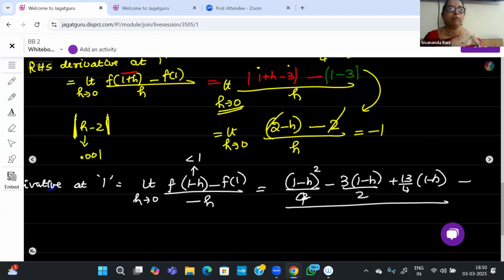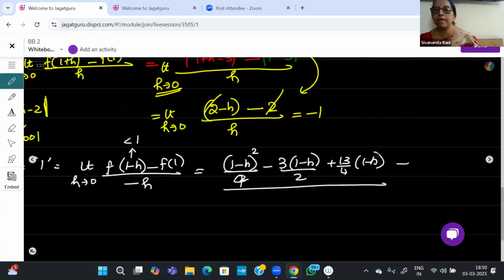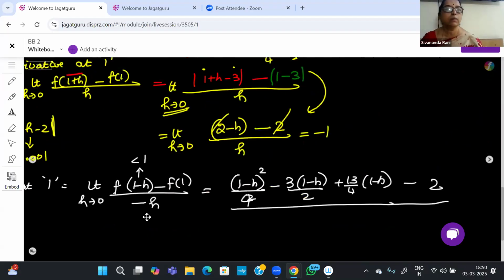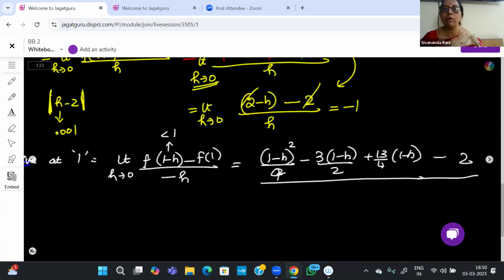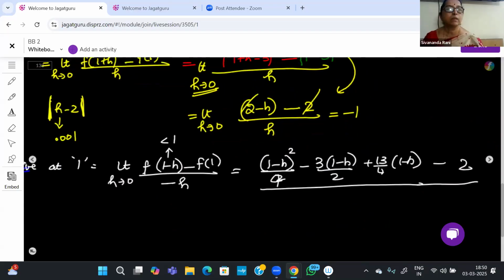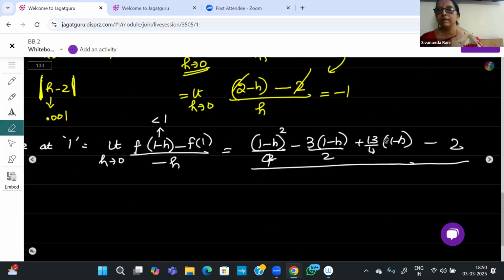Oh, I forgot that. f of 1. Where is it? f of 1, I think we evaluated already. Mod of 1 minus 3. What is it? Mod of minus 2. Just 2. Okay. Shall I substitute that here? Which one? Oh, 13 by 4x. No, that was just the 13 by 4. Oh, okay, I see. Just 13 by 4. I'm not able to see this at all. I need to check my power. 13 by 4. All right.